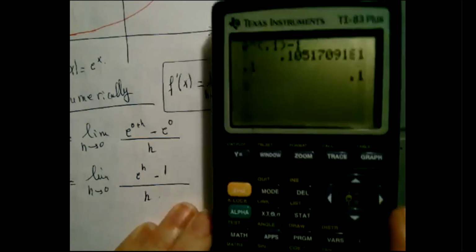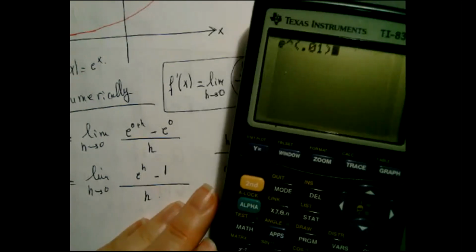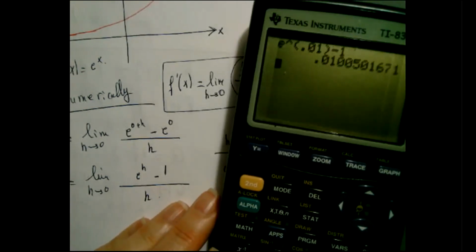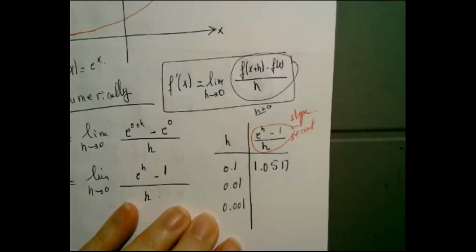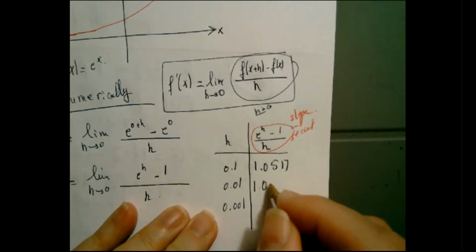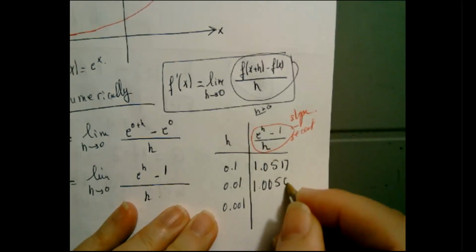So what I'm doing is I'm taking e to the power 0.01, and I'm taking away a 1. And then I'm dividing this by 0.01. I'm getting 1.005. Okay, I will go one more.